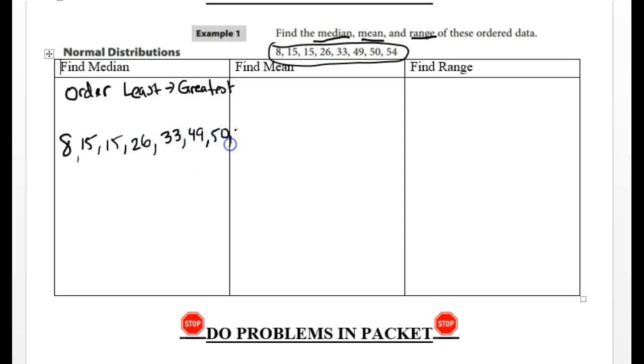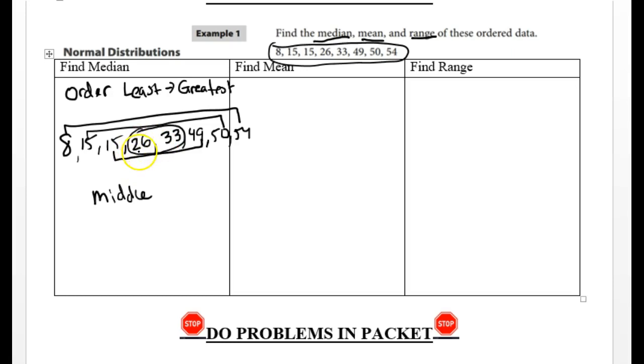Make sure you're doing that. Don't always think they're going to put it in order for us. In this case, they did, so that's kind of awesome. The median means we're going to find the number in the middle. What I can do is pair up my first and my last number, my second to last and second, my third to last and third. And you'll notice I actually have 2 numbers in the middle. When you have just one number in the middle, that will be your median. But in this case, we had 2.